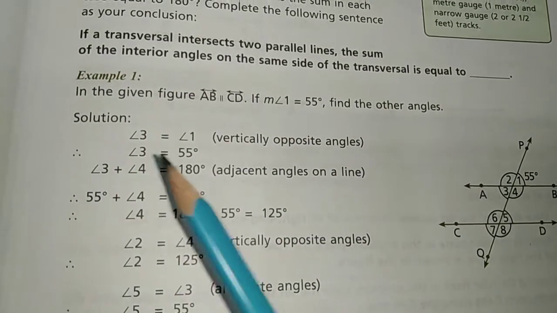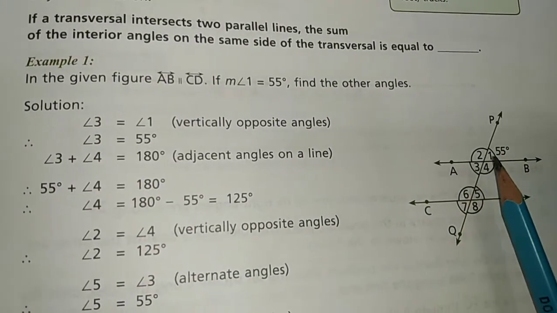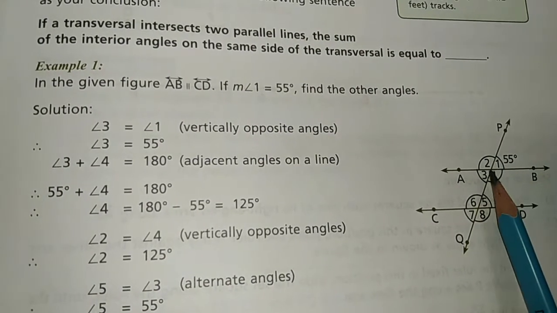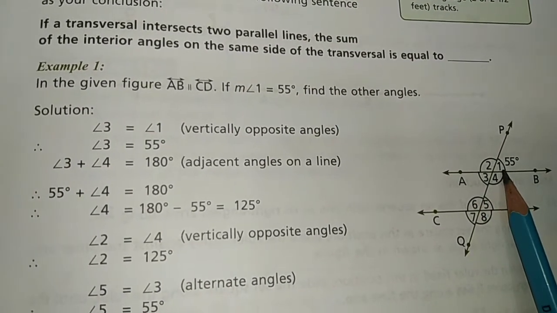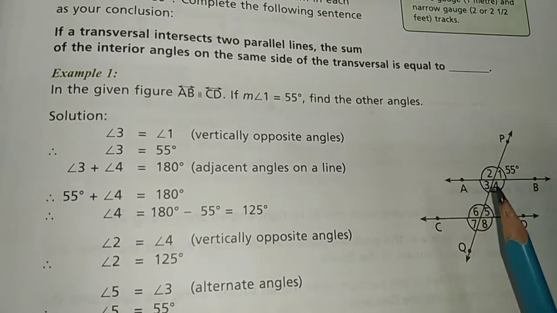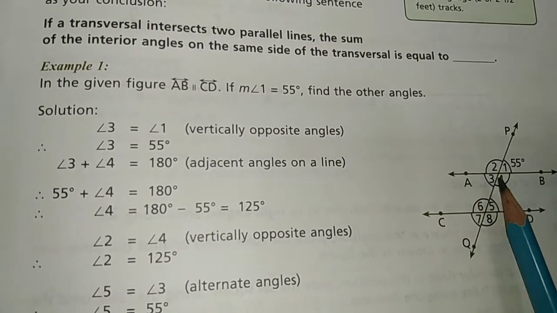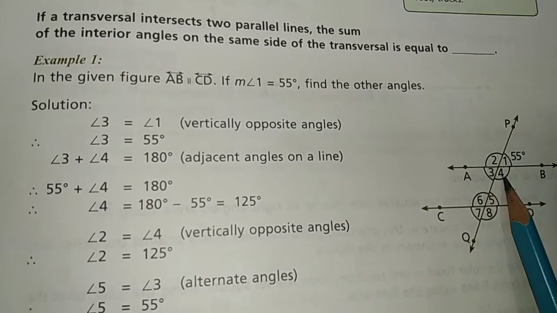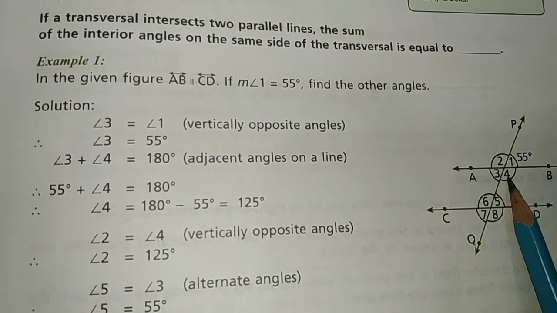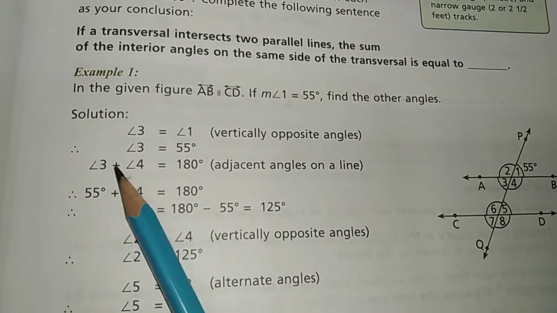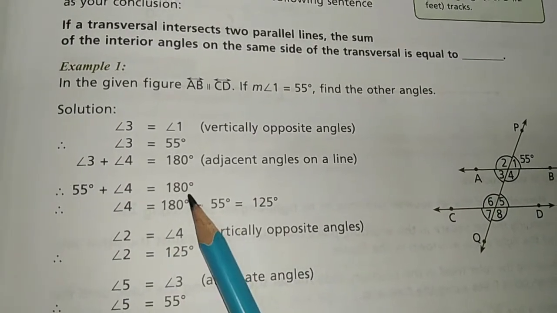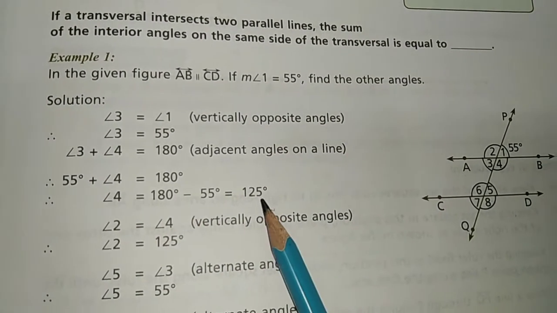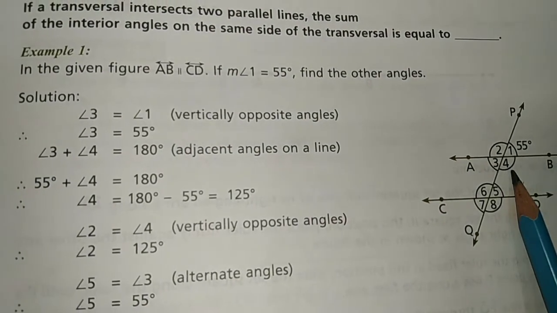So students, its solution is: angle 3 is equal to angle 1, as these are vertically opposite angles. So angle 1 and angle 3 are the same. Angle 1 is 55, so angle 3 is also 55. Now angle 3 and 4 lie on a straight line, and as we know the angle on a straight line is equal to 180. So angle 3 plus angle 4 is equal to 180. Angle 3 is 55, so 55 will be subtracted from 180 to get angle 4, and we get 125. So angle 4 is equal to 125.